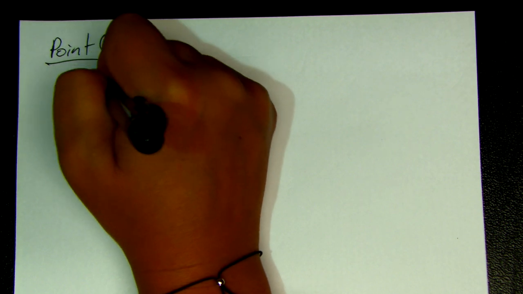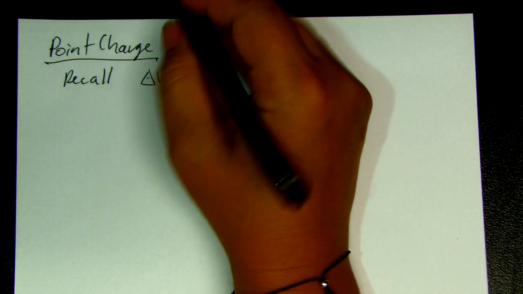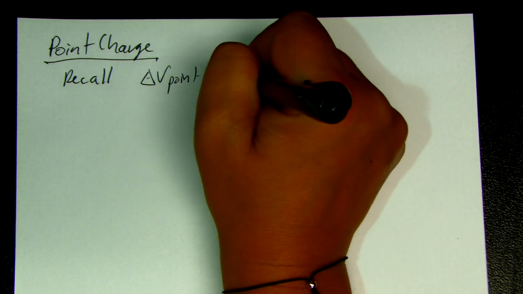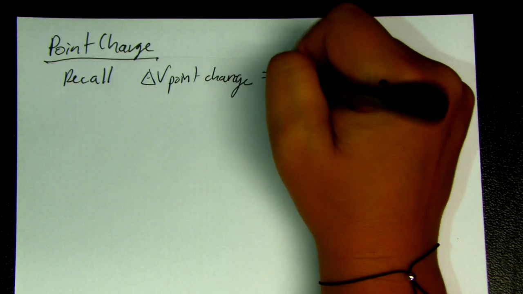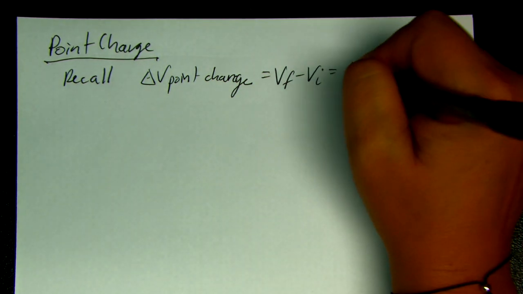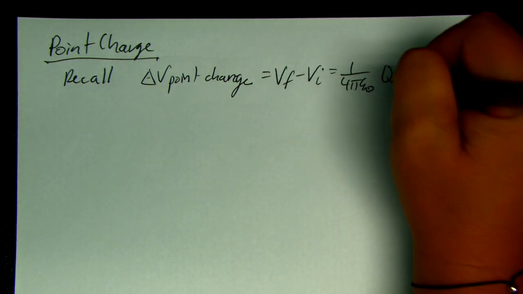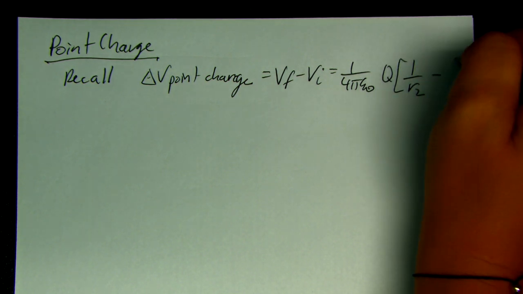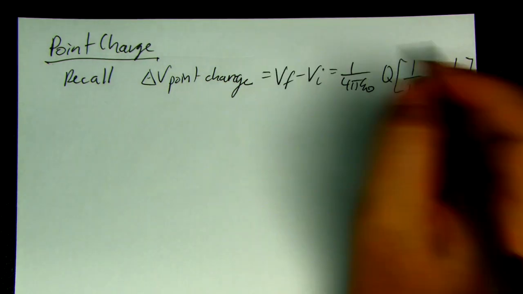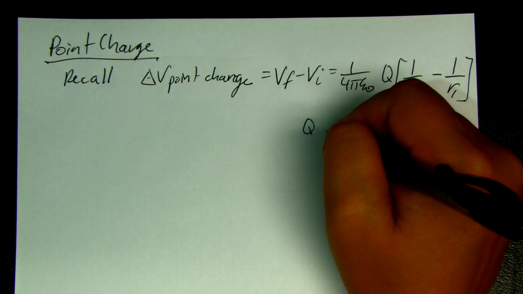All right, so we can do a more complicated example. Maybe you say, oh, but Dr. Grace, you chose something easy. Okay, so let's do a point charge problem. So if you recall that delta V for a point charge, VF minus VI, is equal to 1 over 4 pi epsilon naught Q times 1 over R2 minus 1 over R1. Q can be positive or negative.